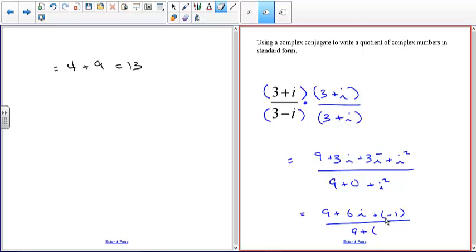And in the denominator, it's minus. So let's make sure I do that right. I got minus because I've got negative i times positive i, so that's negative i squared. So we've got to make sure this is negative. So we get negative 1.